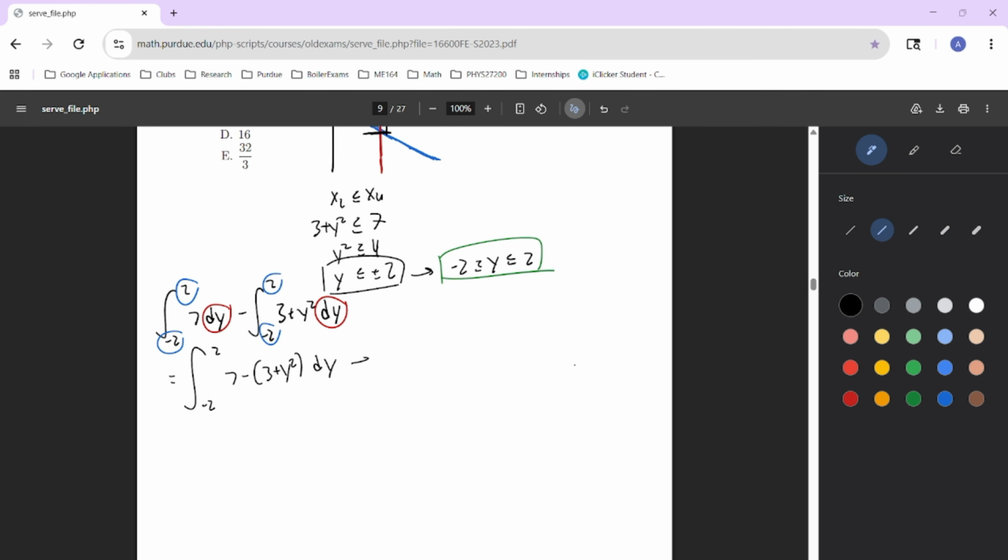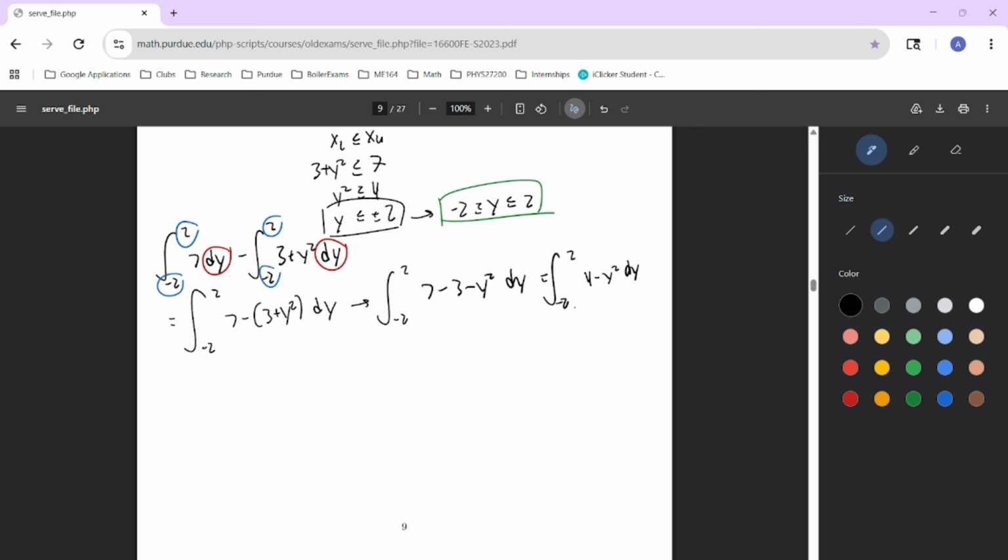From here, we simplify this out. This becomes the integral from negative 2 to 2 of 7 minus 3 minus y squared dy. This becomes the integral from negative 2 to 2 of 4 minus y squared dy. And this simply uses the power rule to solve. This would become 4y minus y cubed over 3 from negative 2 to 2.